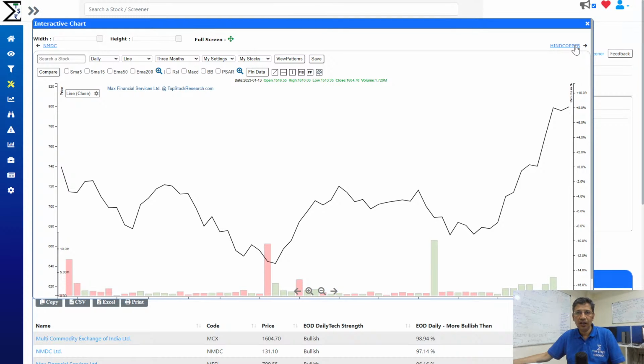If you are not convinced or you need some more inputs, talk to your analyst friends or talk to your mentors to see whether this is a good entry point, exit point. All these things are fallible.